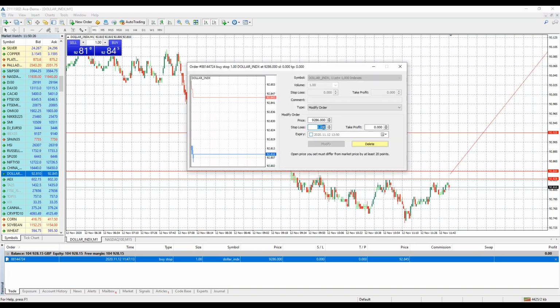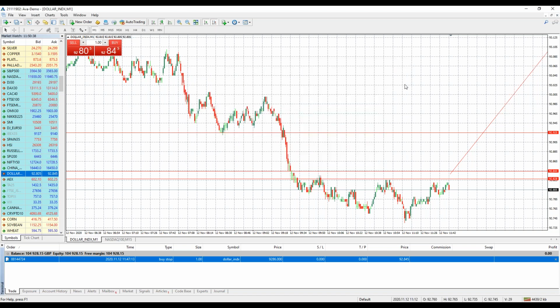Let me just say 90, 89, and 95. And if I wanted then to do my stop loss, I can add it in there at the proper distance. Yeah, the price is wrong. I can see what I was typing. It's no problem.